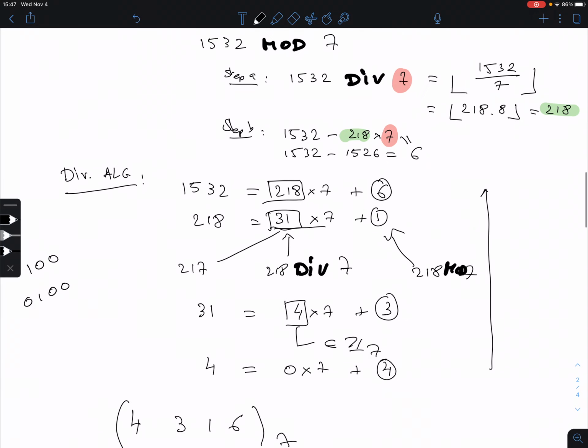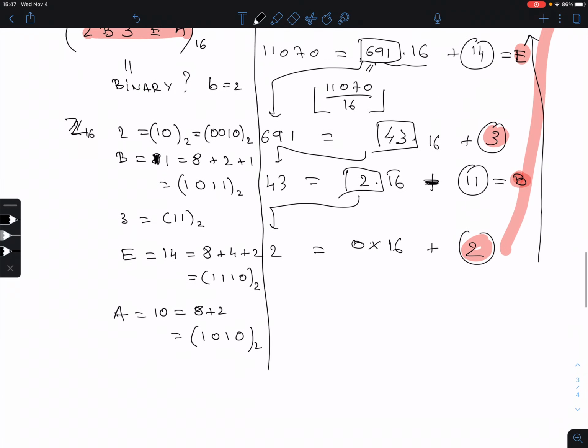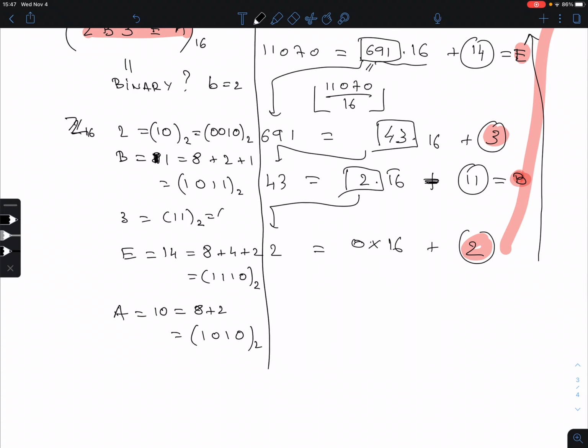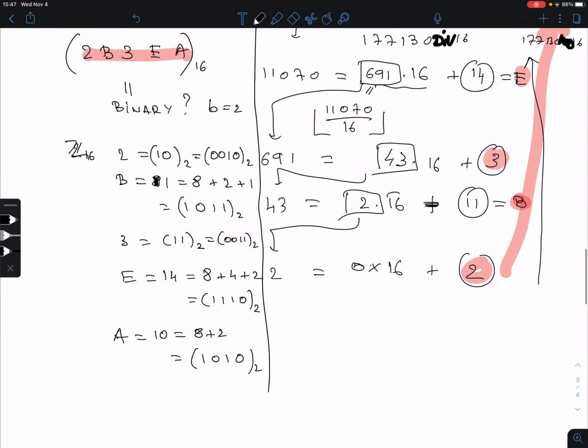I'm sorry, this was meant as decimal here, but okay. The same is true for binary. So I'll pad it here, and now I can replace: 2 becomes 0, 0, 1, 0. Let's group it a little bit in fours. B becomes 1, 0, 1, 1. 3 becomes 0, 0, 1, 1. I'm taking this order and replacing it by the calculations that I did here, if you follow. Then 1, 1, 1, 0, and then 1, 0, 1, 0. So this is the binary grouped in fours.